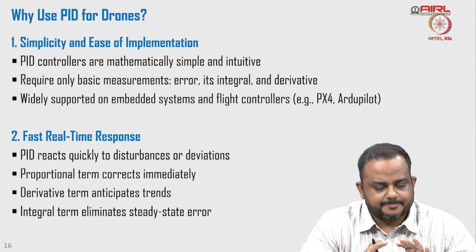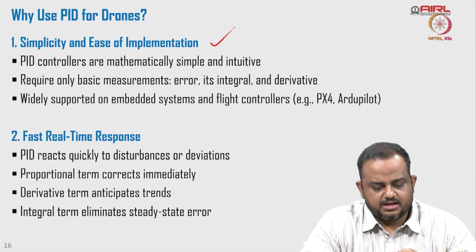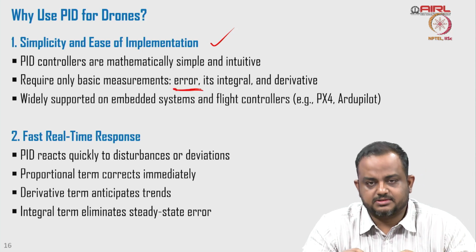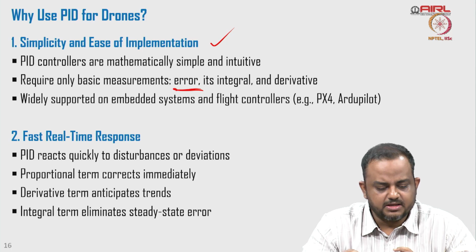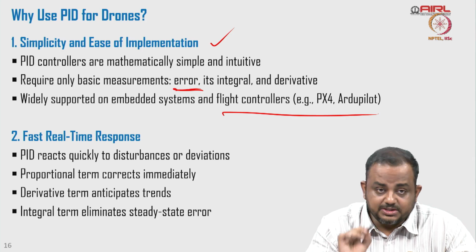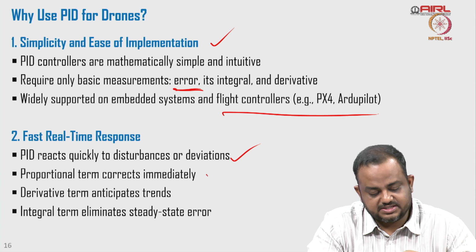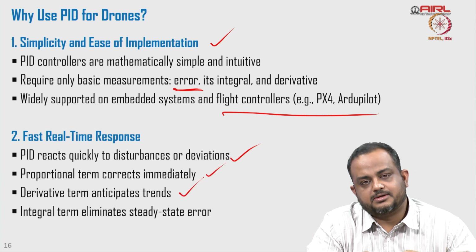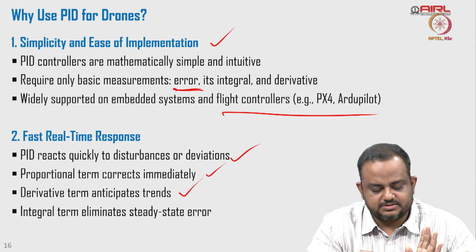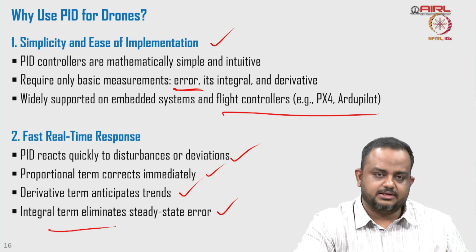Okay. Why use PID for drones? It is used for its simplicity and ease of implementation. These are mathematically simple concepts, requiring only basic measurements, that is the error which comes from the sensor, like sensed output, widely supported on embedded systems and flight controllers. Fast real-time response if we tune the PID properly. It reacts quickly to disturbances and deviations; the proportional term corrects immediately, the derivative term anticipates the trends and works on correcting future errors, and the integral term eliminates the steady state error. Predominantly it works on the accumulated error in the past.